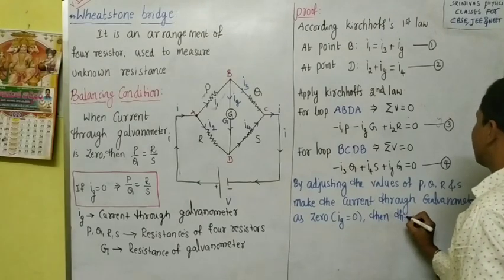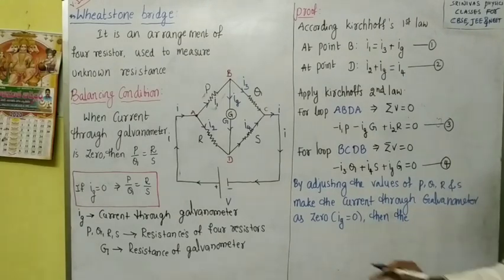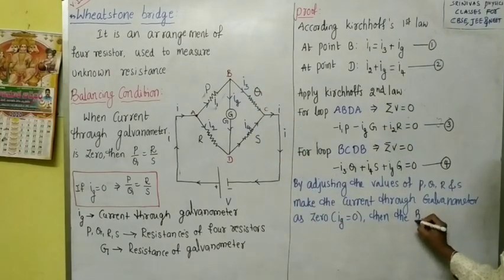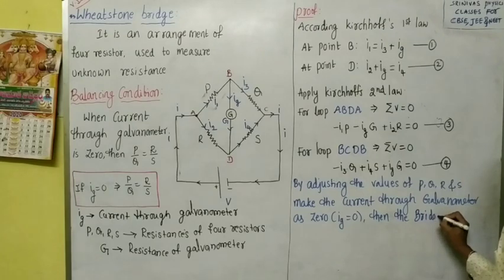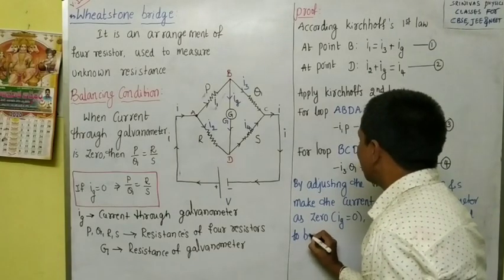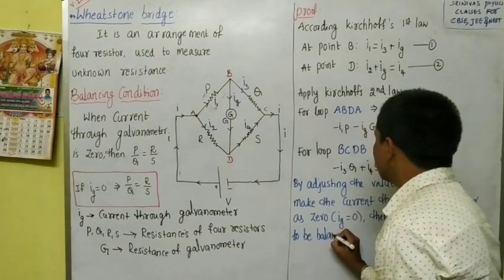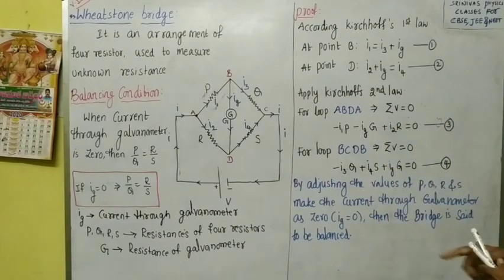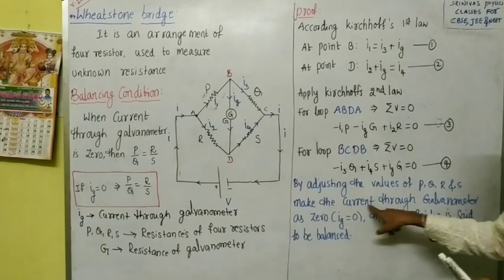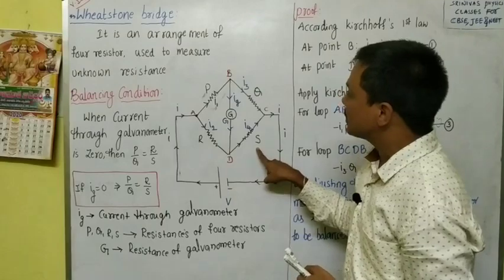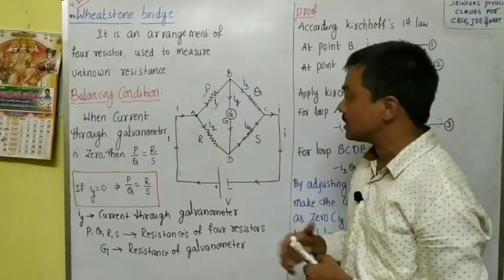Okay, then the bridge, which bridge is it? Wheatstone bridge. The Wheatstone bridge is nothing but an arrangement of 4 resistors, right? Then the bridge is said to be balanced. What is the balancing condition? Current should be 0, right? Now by adjusting the values of P, Q, R and S, make the current through the galvanometer 0.